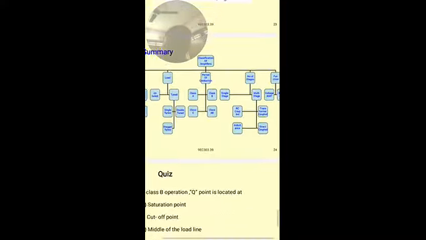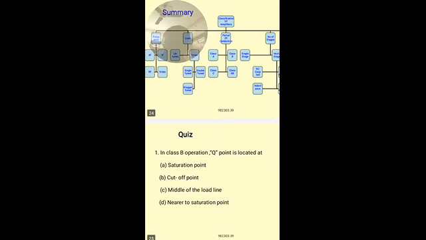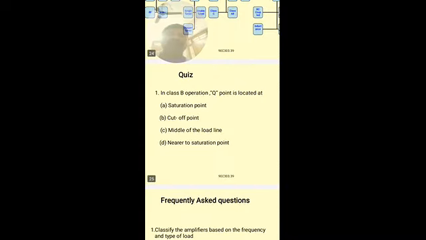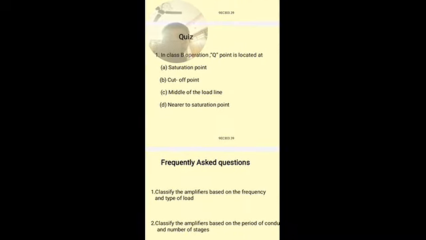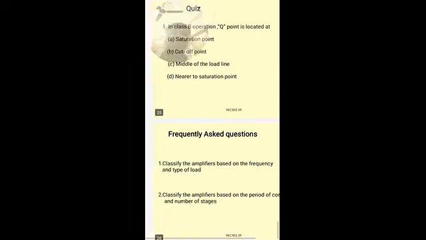So, coming to the quiz questions. In class B operation, the Q point is located at dash. Answer options: A, saturation point; B, cutoff point; C, middle of the load line; D, near the saturation point. In class B operation, the Q point is located at the cutoff point. So the answer is B. These are questions coming frequently in the examination, frequently asked questions.